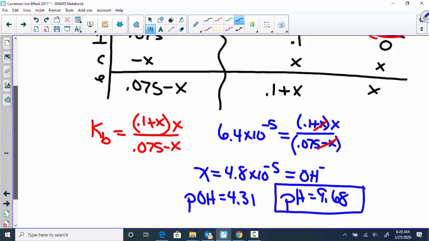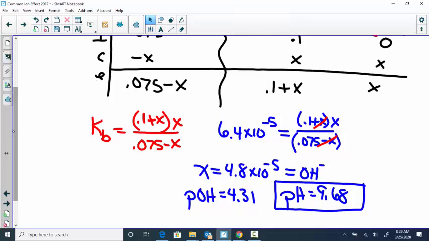So now if you look at that pH, it's somewhere between the high of just the base by itself and the low of just the salt by itself. And no, it's not an average. So that would be another example of how to solve a common ion effect problem.